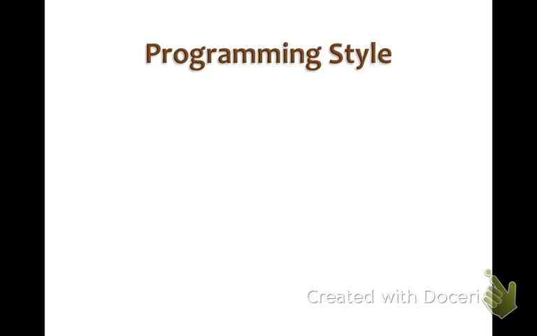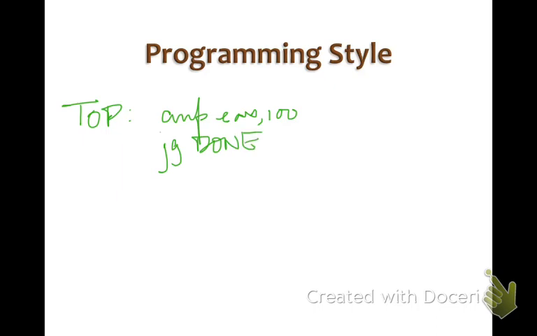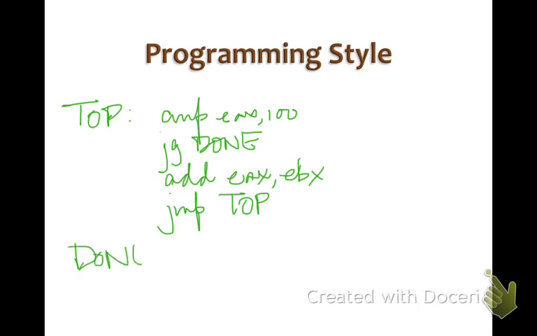Let's say we have something like this. Here's a label. Compare EAX to 100. Let me just write the code, and then we'll fill in with some comments. If EAX is greater than 100, we'll jump to done. Add EBX to EAX, and then jump back up to top. We'll put done down here. We don't know what we're going to do at done, but it doesn't matter. We're just looking at an example here.